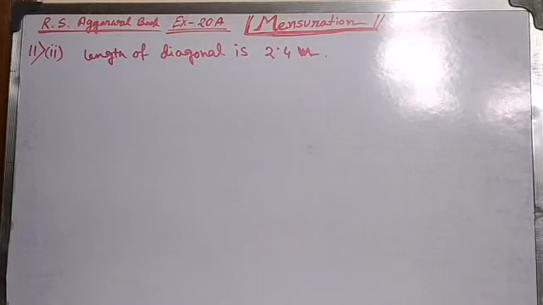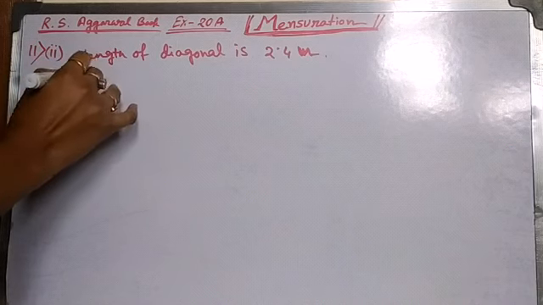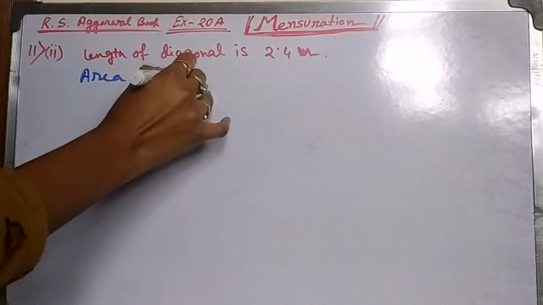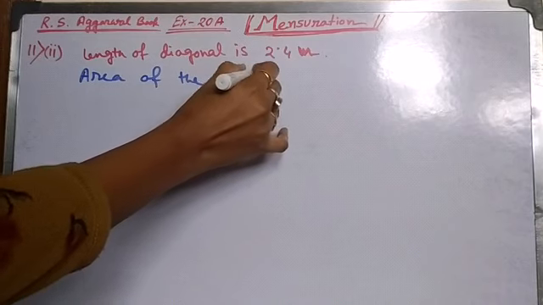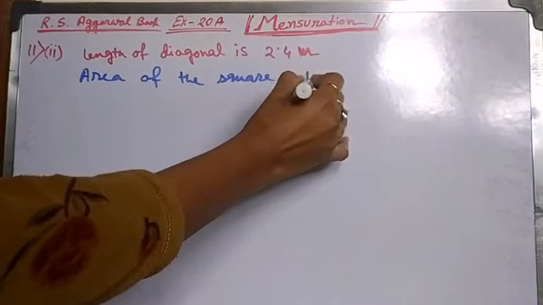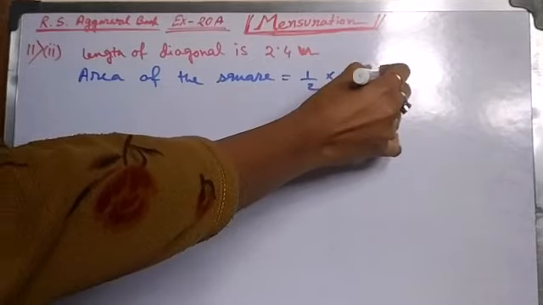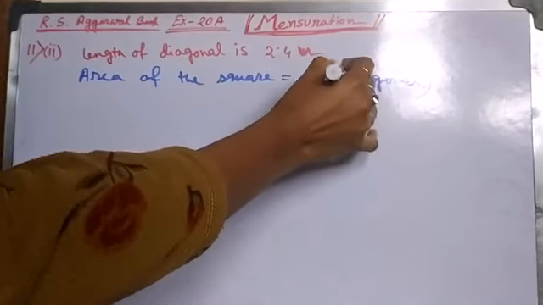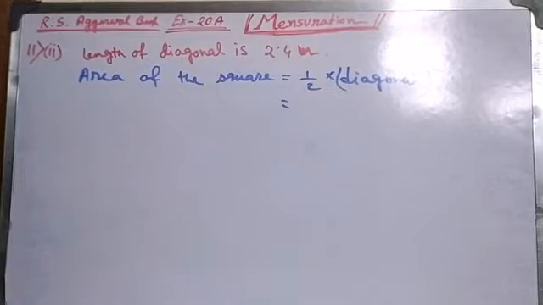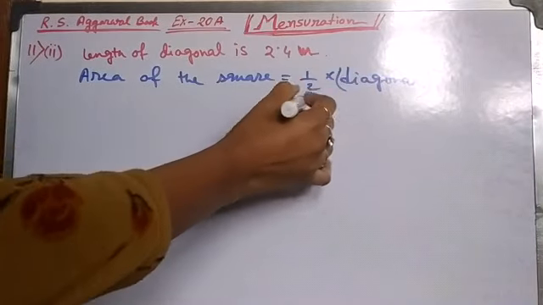Now coming to question number 11. Find the area of the square, the length of whose diagonal is. Question number 2 I am doing here. Length of diagonal is 2.4 meter. So here we have to find out the area of the square. So here one formula I will use. Area of the square equal to half into diagonal square. That means here we can easily put the diagonal and then find out the area.